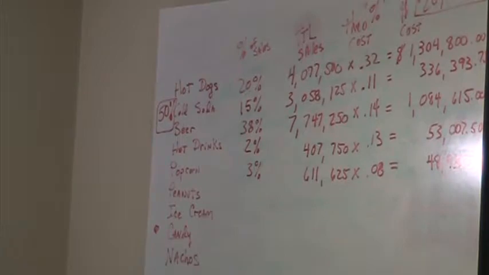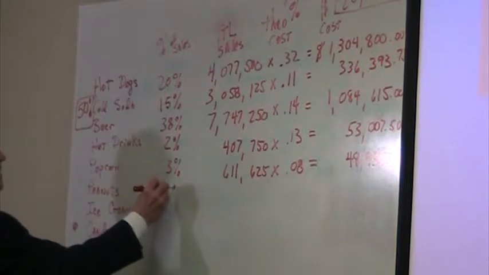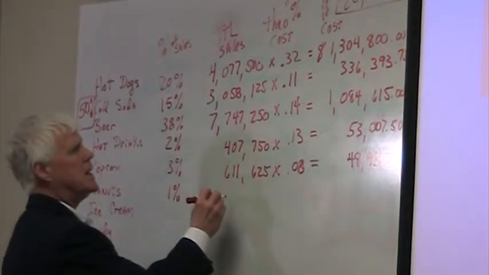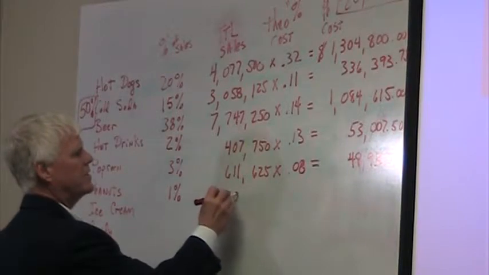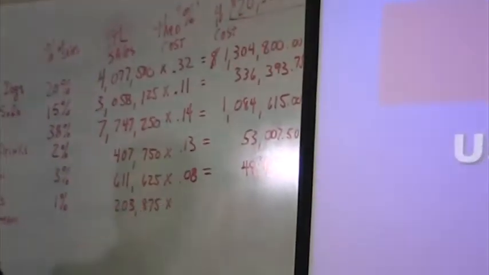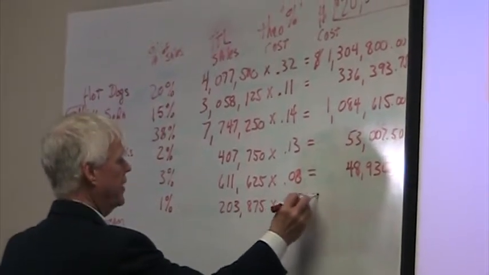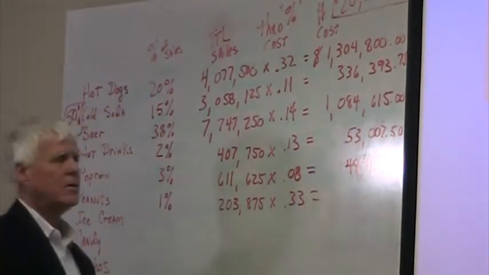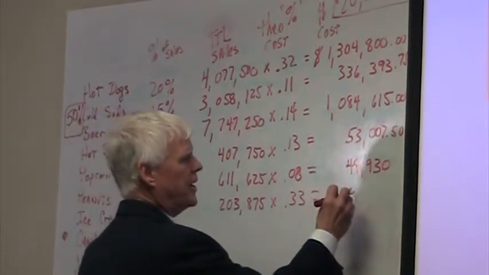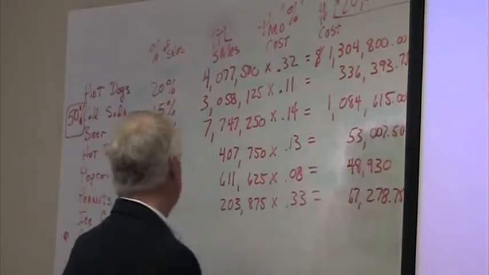You're starting to see you've got to be very careful with your numbers, because if you get off a little here, a little there, you're going to get the questions on the exam wrong. All right, peanuts. 1%. So that's going to be 203,875. And the cost is 33%? What's 33% of 203,875? 67,000. Thank you. $67,278.75. All right, we're making progress.